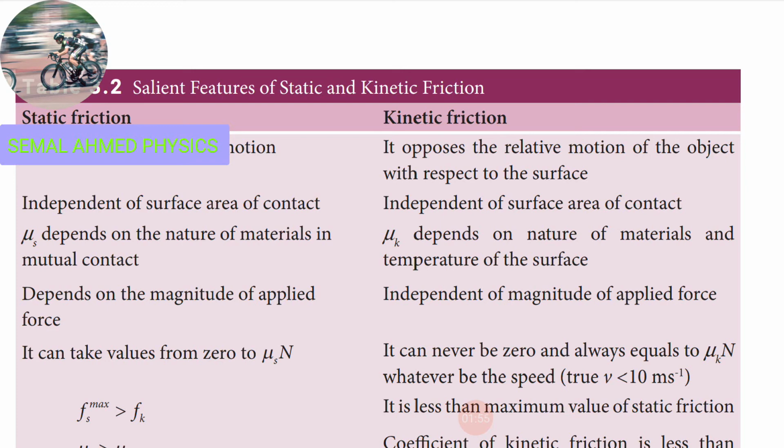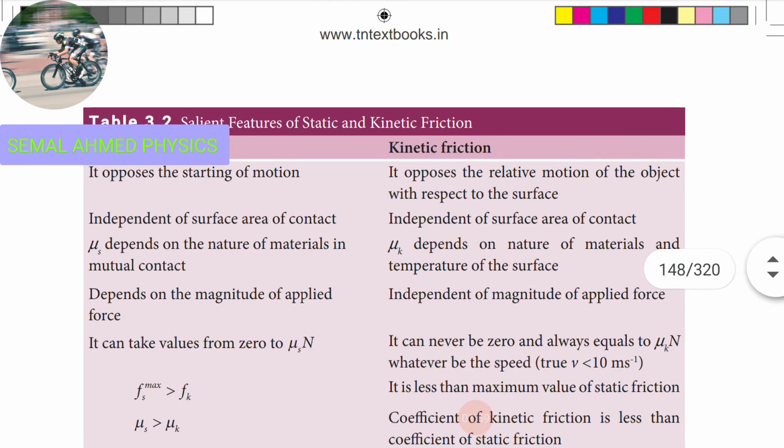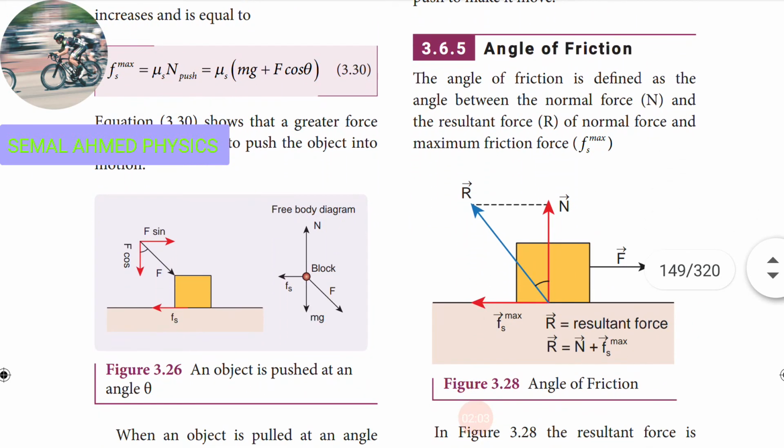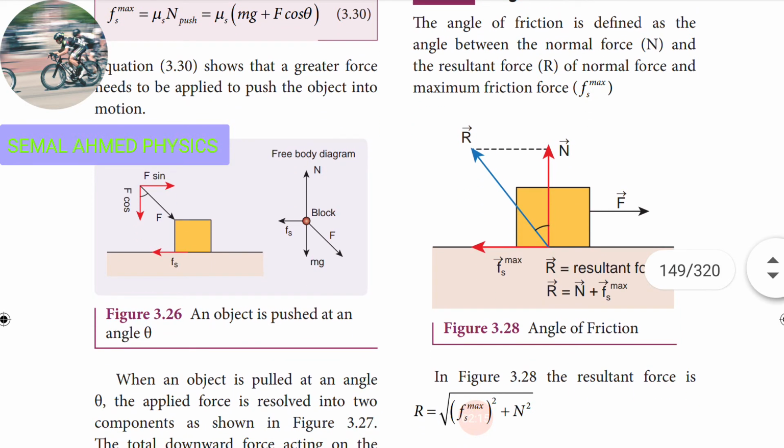No need to see everything. We are going to see the important topic, angle of friction. Look at here, angle of friction. The angle of friction is defined as the angle between the normal force N and the resultant force R. Look at picture 3.28. Angle of friction may be understood using a block which is moving in the right hand side direction.